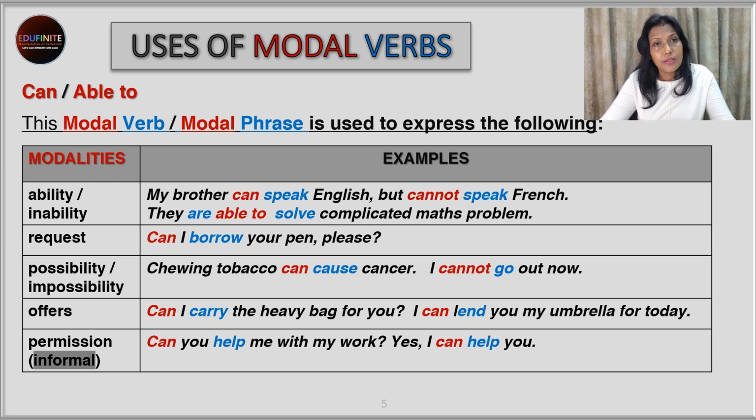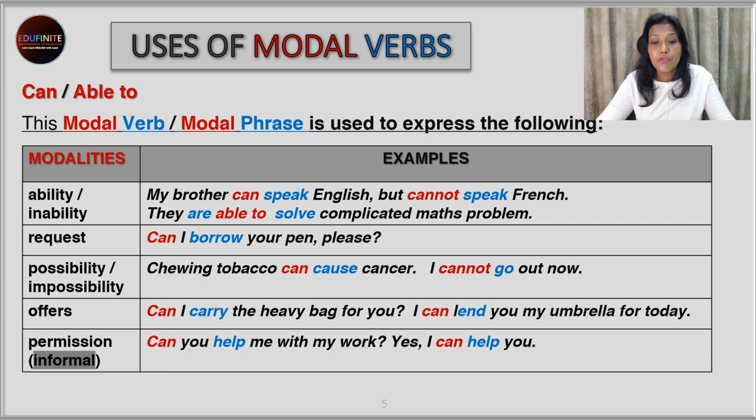Next, permissions. Now this is in an informal way when you ask for permission. "Can you help me with my work?" Suppose you've got a lot of work to do and you're asking your sister or your brother to help you. It's an informal way. You cannot ask your parents or your teachers, "can you help me?" That's not a proper way. So in an informal way, when you're asking your friends or your siblings, "can you help me with my work?" And in reply, "yes, I can help you."